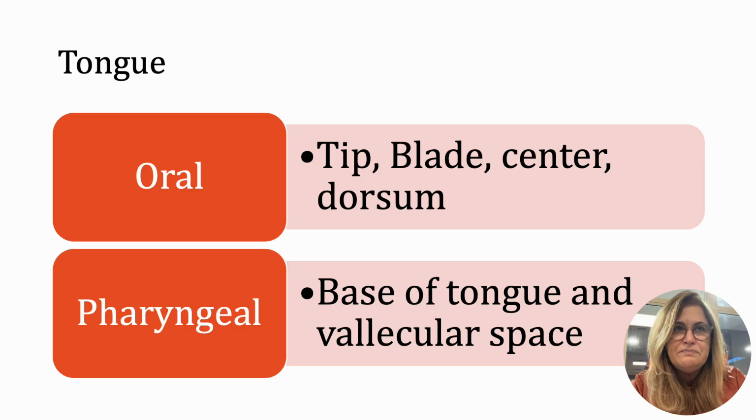If you think about the tongue itself, besides the muscles, we can talk about areas: the tip, the blade, the center, or the dorsum. That is the one that you can see when you stick your tongue out in front of a mirror. And the pharyngeal areas, when we think about the base of tongue, valvular space, that is related to the areas that contain that tongue into the space where it's housed during resting time or when you're managing the bolus.